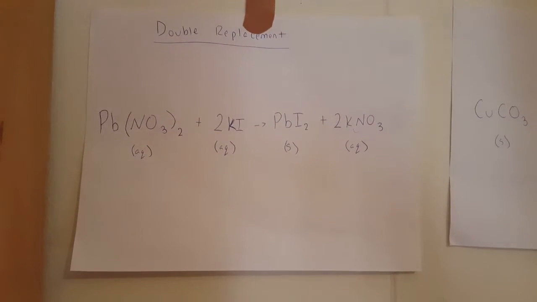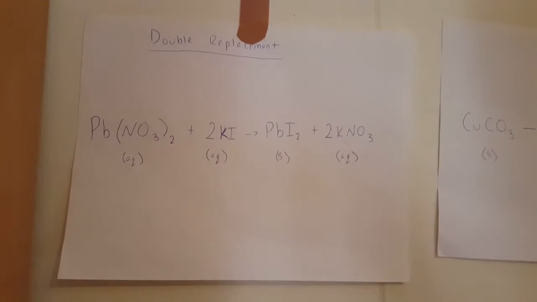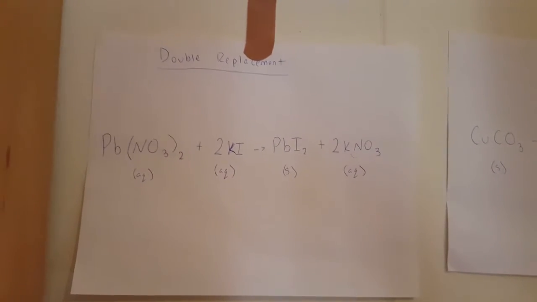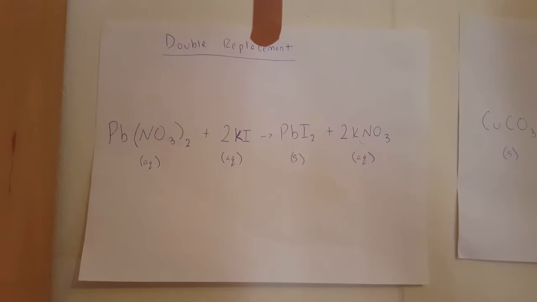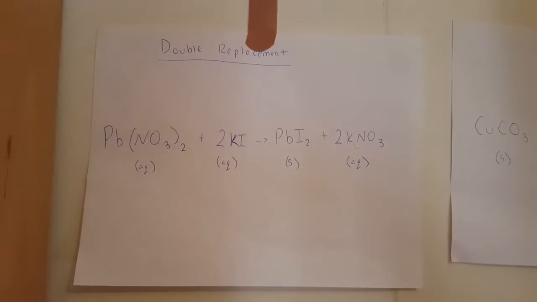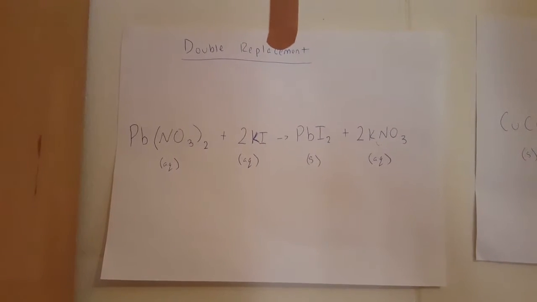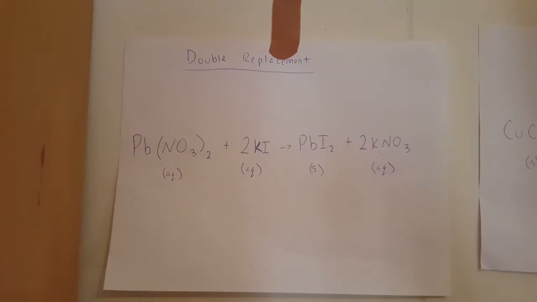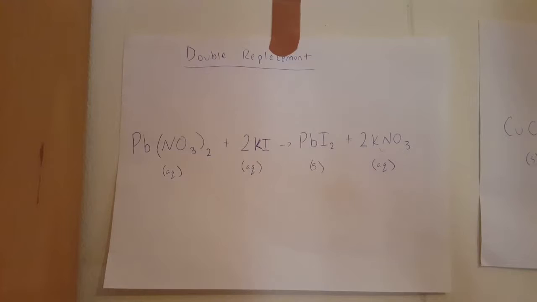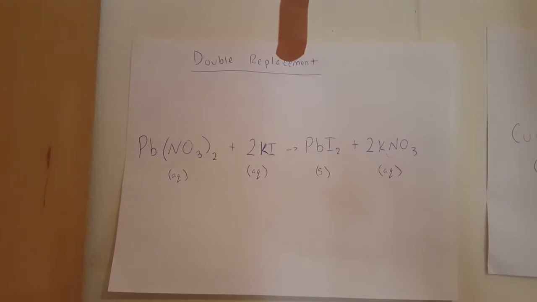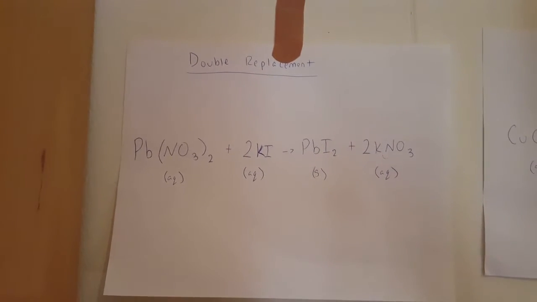To balance it, you have to count the amounts of every element on each side and make sure that both sides have equal amounts of each element. On the reactant side, which is the left side, there are two nitrogens, but on the product side, there is only one. To balance that, you have to put a coefficient of 2 in front of KNO3 to give you 2 nitrogens, 6 oxygens, and 2 potassiums on the product side.